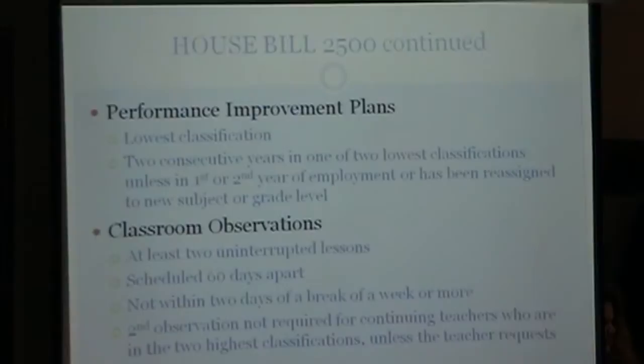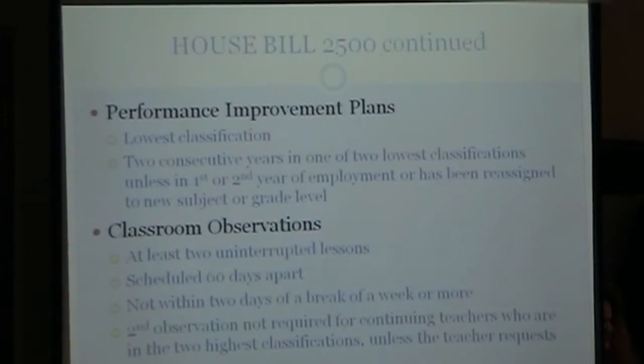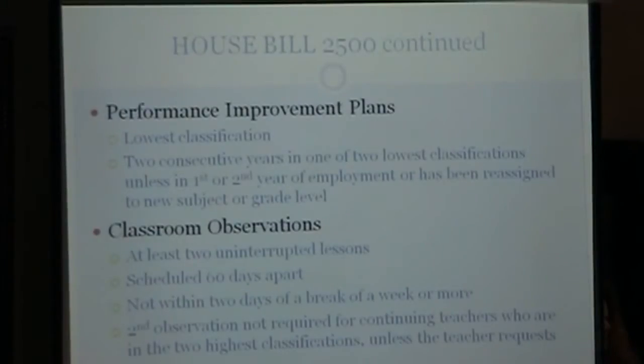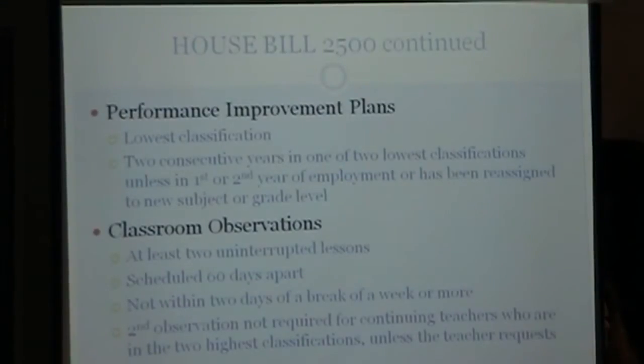Additionally, House Bill 2500 discusses the need for improvement plans. It did strike the intervention option that was in the interim, but the improvement plans are mandated for those who are in the lowest performance classification, which in our tool and adopted by the state model is considered ineffective, or who have 2 consecutive years of developing and are not in their first 2 years of teaching, or have not changed grade level or subject area.